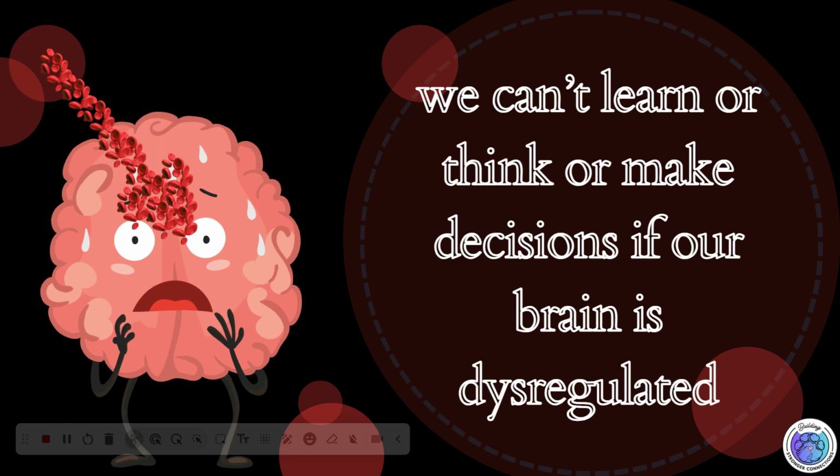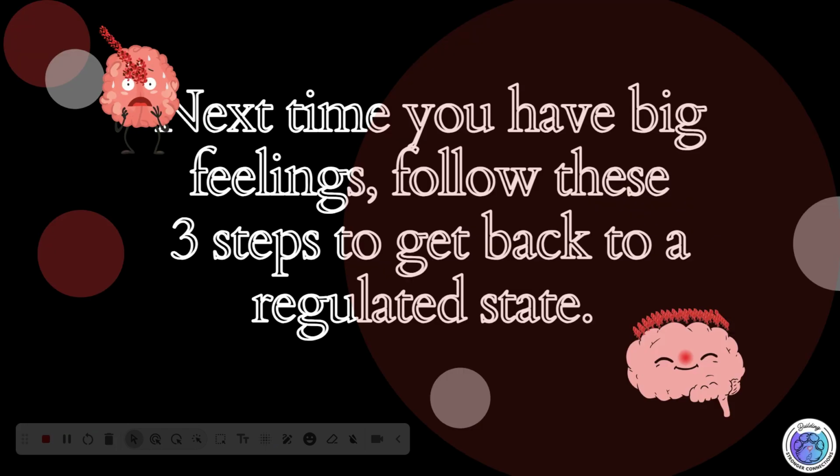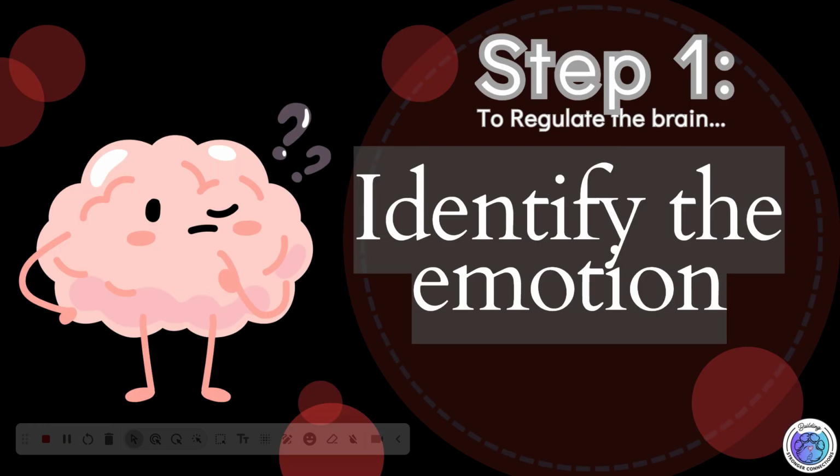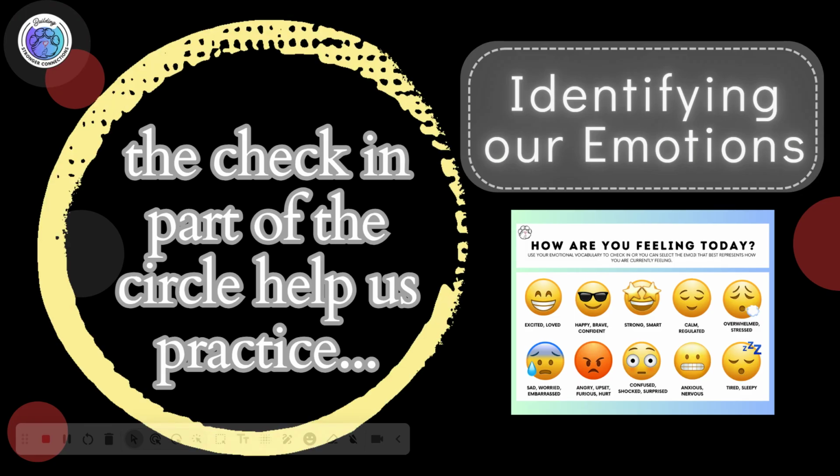When we're having these big emotions, it's hard for us to think, to learn, to make rational decisions, right? Because our brains are dysregulated. So what we need to do is help to get back into smart mode, into learning mode. So next time you're having a big feeling, follow these 3 steps to help you get back into regulated state. Identify the emotion. Okay, I'm feeling angry today. Use your check-in: how are you feeling?